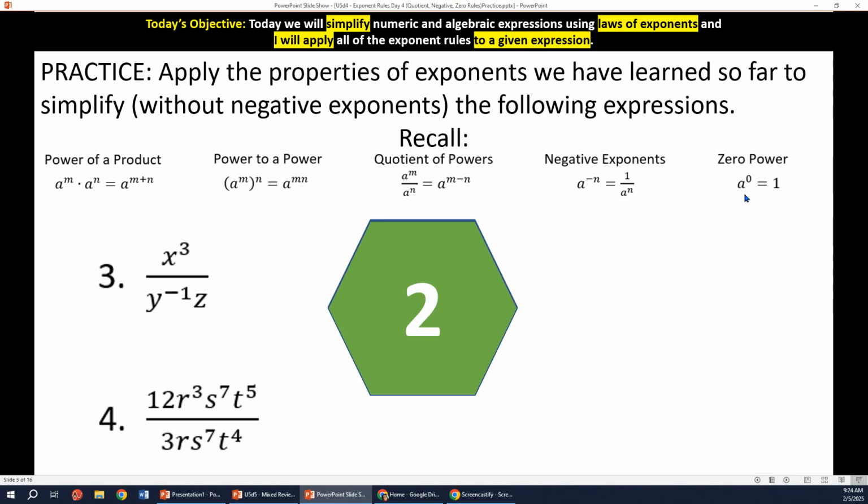Take 2 minutes to solve 3 and 4. About 1 minute remaining. Hopefully you're on number 4.